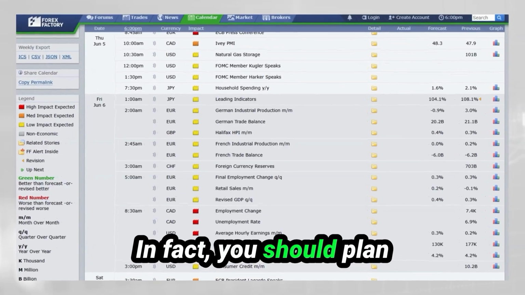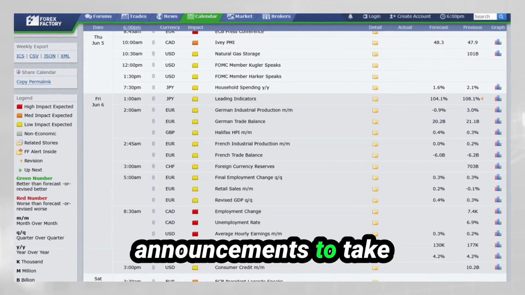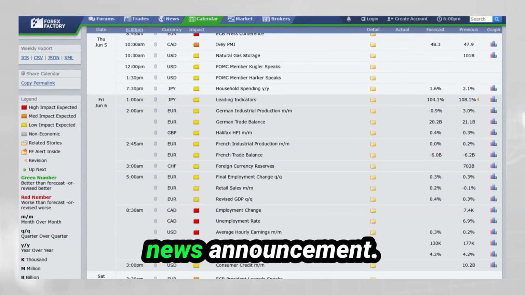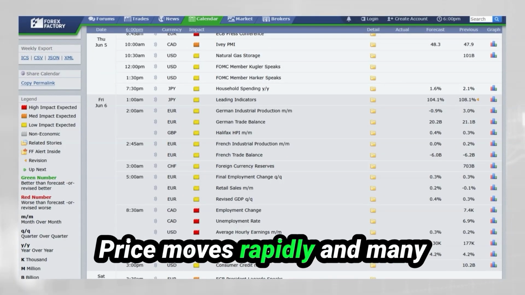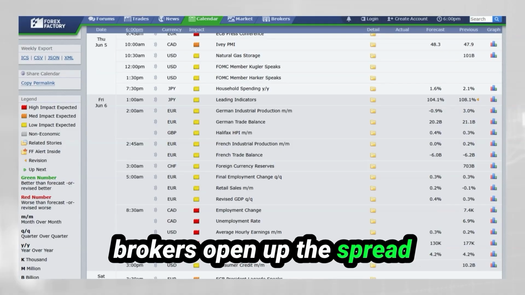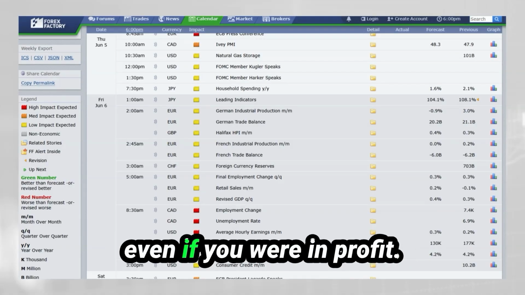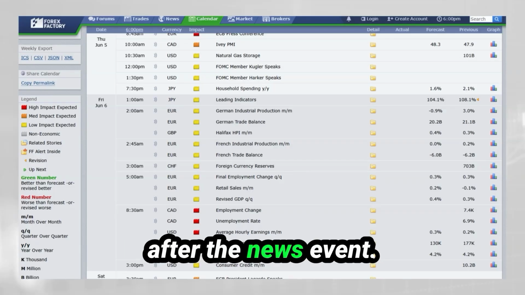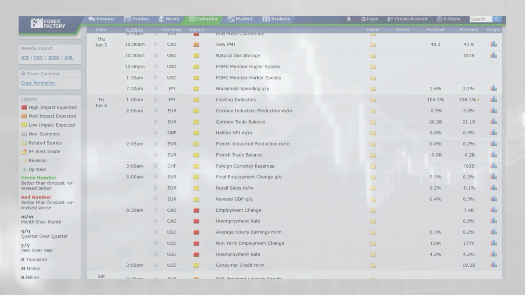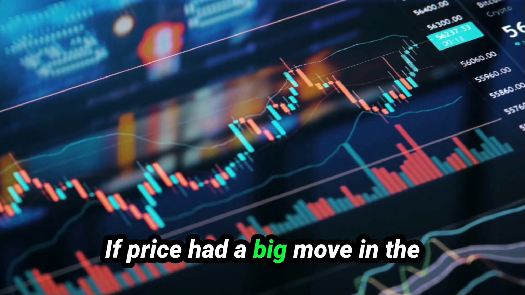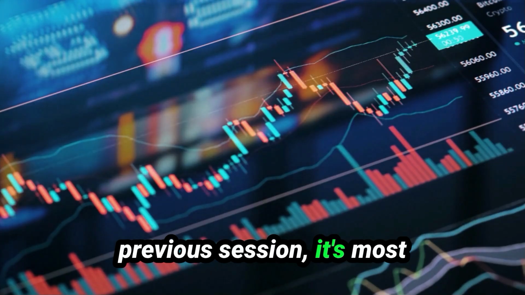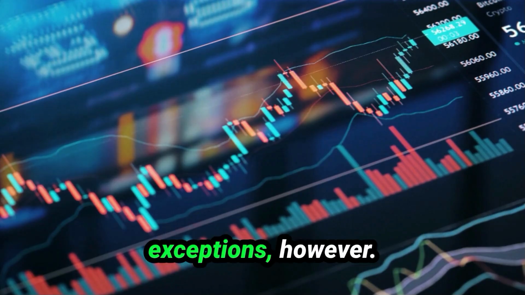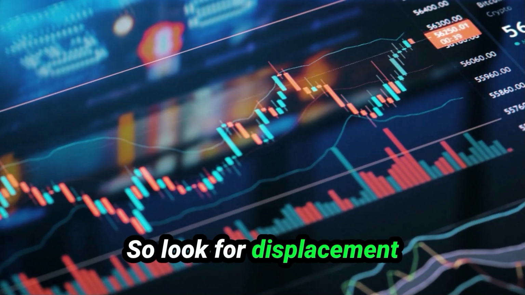In fact, you should plan your trades around news announcements to take advantage of the volatility. However, you should never trade during the news announcement. Price moves rapidly, and many brokers open up the spread, so you will lose the trade even if you were in profit. Wait until 5 minutes after the news event to look for your setup. If price had a big move in the previous session, it's most likely that there won't be a big move in the next session. There are exceptions, however, so look for displacement.